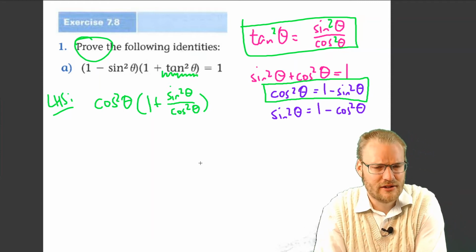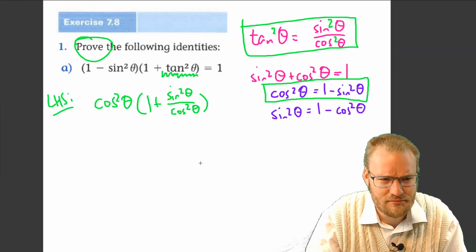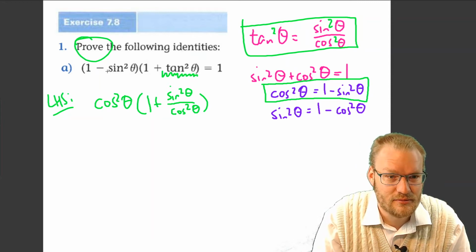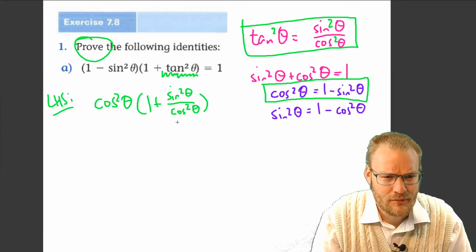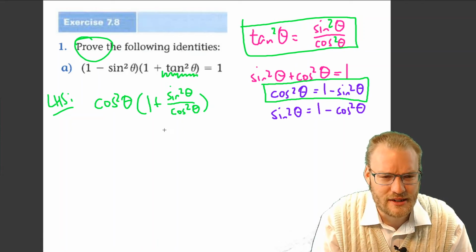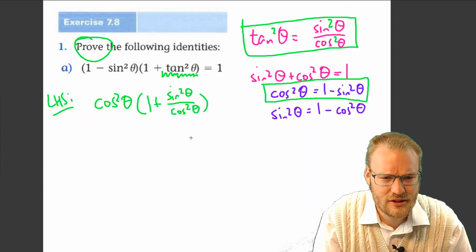Now from here you wonder, cool, that looks all well and good. This bit certainly looks a bit simpler. This bit actually looks a little bit more complicated. But we've got a cos squared theta and a cos squared theta. Now when I was doing this, I thought, well, there are two routes you could go down.